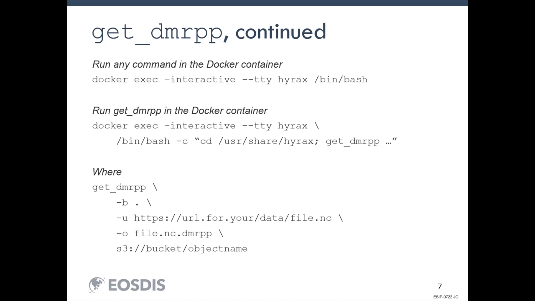And so what this is telling getdmr++ to do is to work in the current working directory. That's what -b stands for. B is clearly work in the current working directory. I know, but whatever. And -u says, when you build this DMR++, embed that HTTPS URL for your data file in this metadata object, the thing that you're going to build. And then the output is the name of the metadata object you're going to build. And then that little thing that says S3 bucket object name, that's where to get the actual data that you're going to build this metadata for.